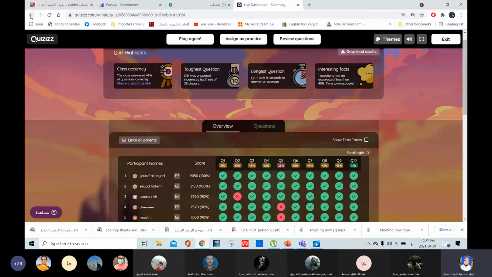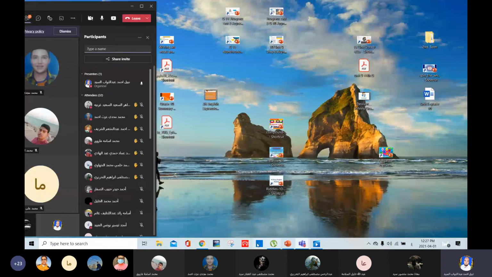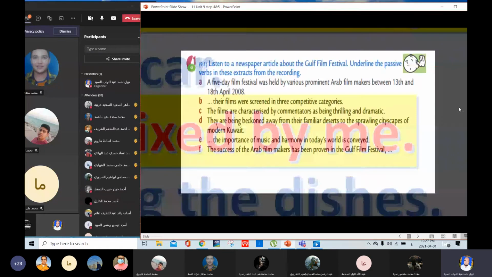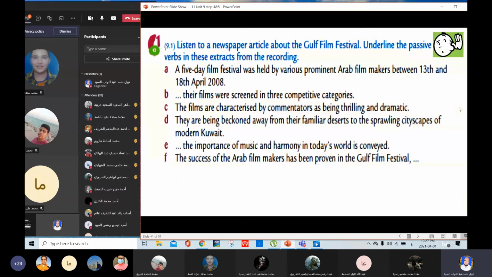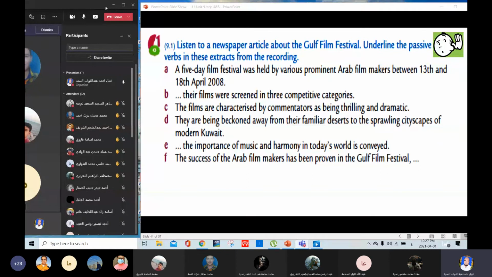Back to our lesson. Here it's very important to use the correct tense when we change into passive from active. So look at these examples here. Listen to a newspaper article about the Gulf Film Festival. These things were extracted from the recording. Read the sentence and underline the passive verb. Who can read and underline the passive verb? What is the verb here? Where is the passive verb? For example, a five-day film festival was held by various prominent Arab filmmakers between 13 and 18th April 2008.